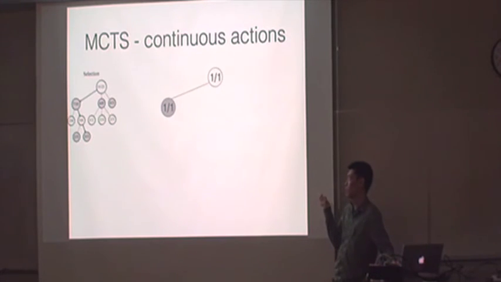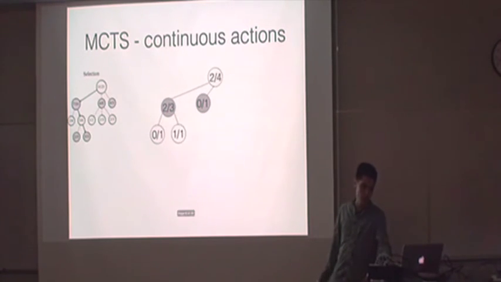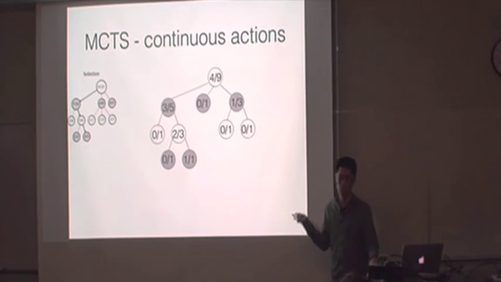So here we have one visit, and then on the second time it chooses an action, it will try a second action because it's now looking at the square root of two, so it can go up to two actions. So on its next visit, it'll retry one of those two actions as opposed to adding a third action, and so on down the tree as it visits newer nodes.